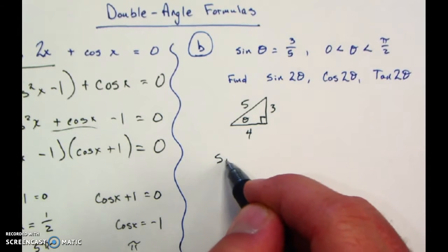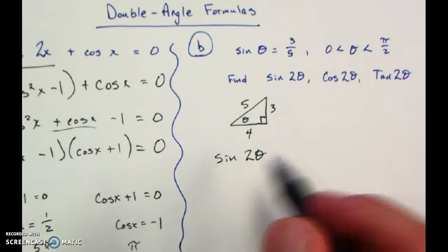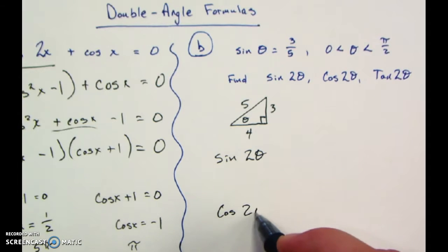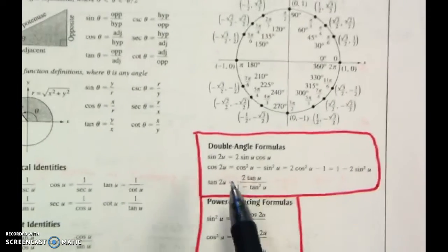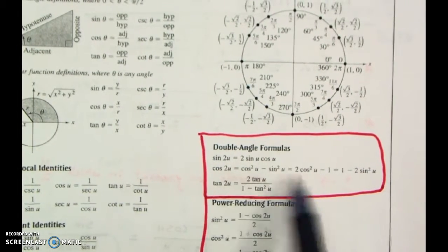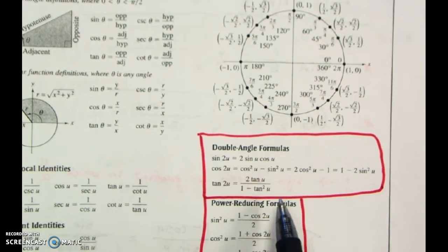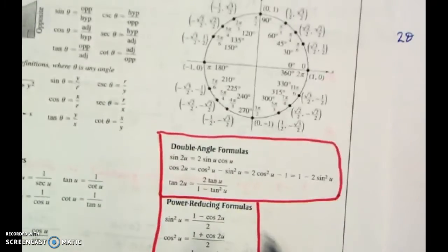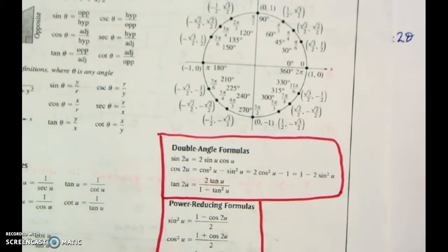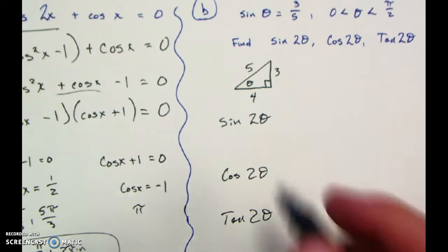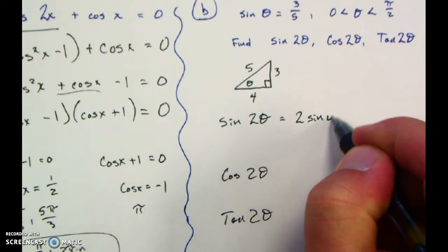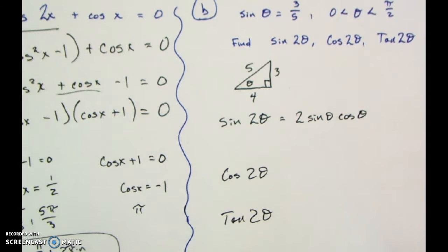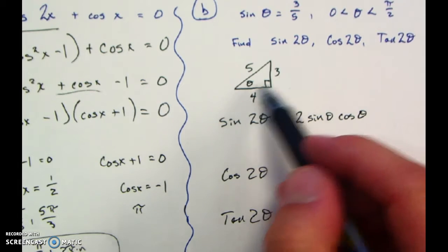The next thing we're asked to do is find our sine of 2 theta, cosine of 2 theta, and then the tangent of 2 theta. And so now this is again where we're going to go to our double angle formulas and plug in. For cosine, you have options here. We can use any of those because we have our triangle to fill in those values and plug in to solve for each of these. So for example, for the sine, we have our formula 2 times sine of theta times cosine of theta. And so our sine value here is 3/5.